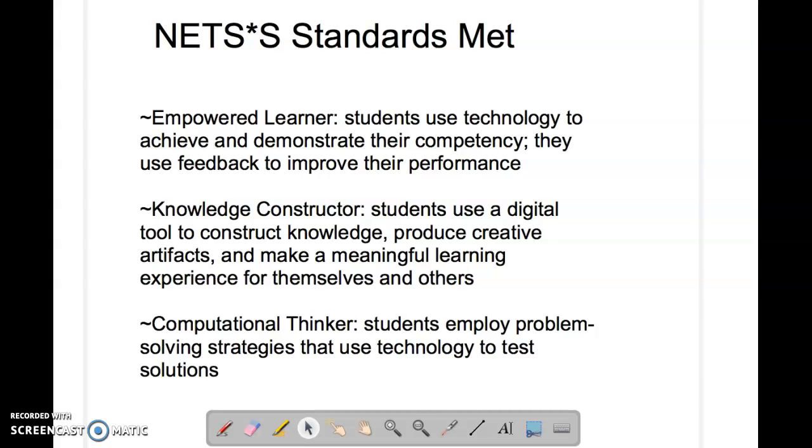Knowledge constructor, students use a digital tool to construct knowledge, produce creative artifacts, and make meaningful learning experiences for themselves and others. This is mainly demonstrated through the fraction bars, where they get to create their own artifact to visualize their math. And lastly, computational thinker, students employ problem-solving strategies that use technology to test solutions. Once again, the thought process of comparing the fraction bars would help them to compare and figure out the correct answers.